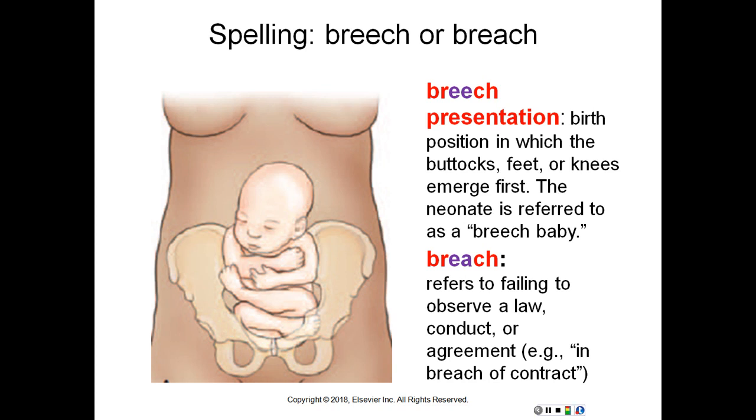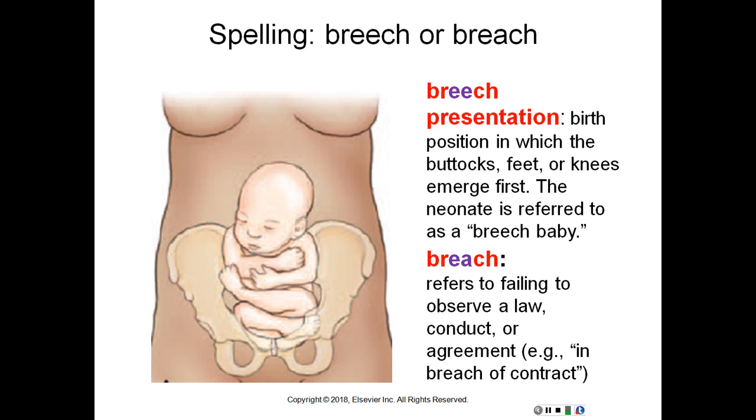Now look at the spelling. This breech is B-R-E-E-C-H. If it's spelled B-R-E-A-C-H, this refers to failing to observe a law, conduct, or agreement, such as a breach in contract. So just pay attention to that. Continuing, cesarean section. Birth of a fetus through an incision in the mother's abdomen or uterus, I apologize. It could also be spelled C-A-E-S-A-R-E-A-N. Colostrum. Thin milky fluid secreted by the breast during pregnancy and during the first days after birth before lactation begins. Congenital anomaly, abnormality present at birth, often discovered before birth by sonography and or amniocentesis.